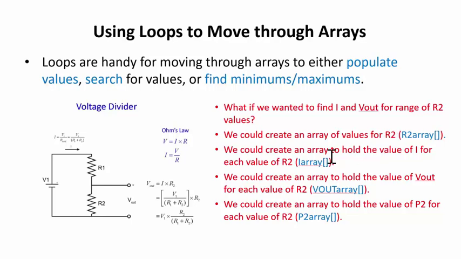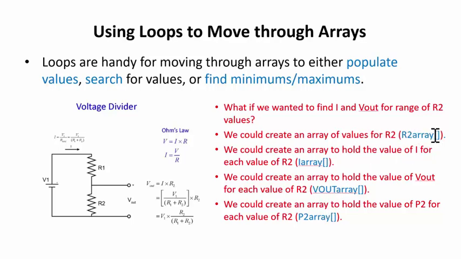And what will happen is that it will hold the corresponding value of the current for each of those values of R2. We'll do the same thing with an array called VOUTArray, and it'll hold the corresponding output voltage for that particular value of R2. And finally, since we have these two, we'll multiply them together and get what we'll call the P2 array, which is the power dissipated in resistor 2. We'll have 4 arrays, and what's neat about it is that they will be the same size, and each location within the array will correspond to the values in the other arrays.